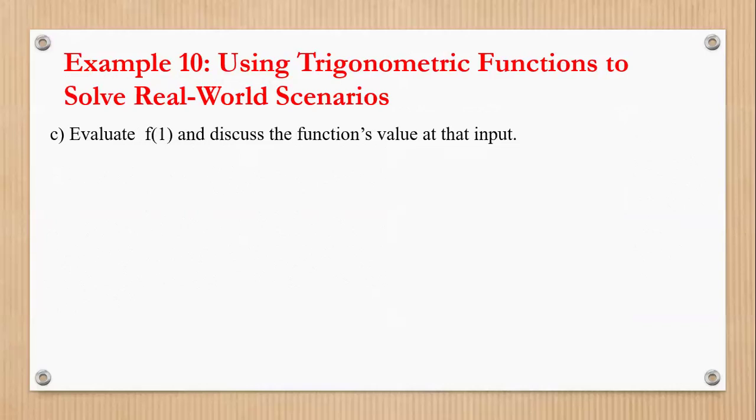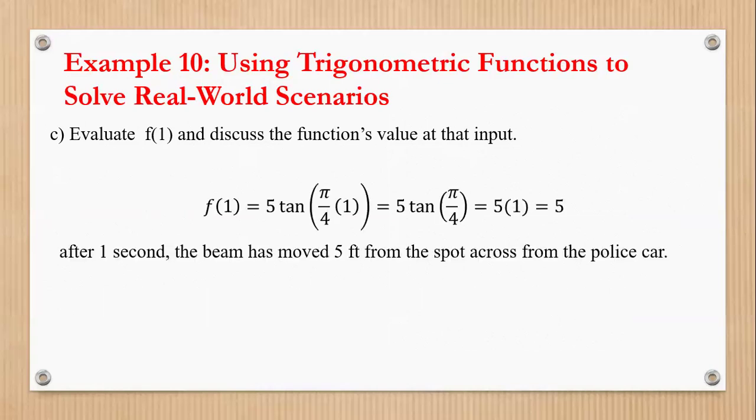And then the next part is asking you to evaluate f of 1. f of 1 means replace the t by 1, and if you replace the t by 1, we get 5, which means that since t is time, after 1 second the beam has moved 5 feet from the spot across from the police car.